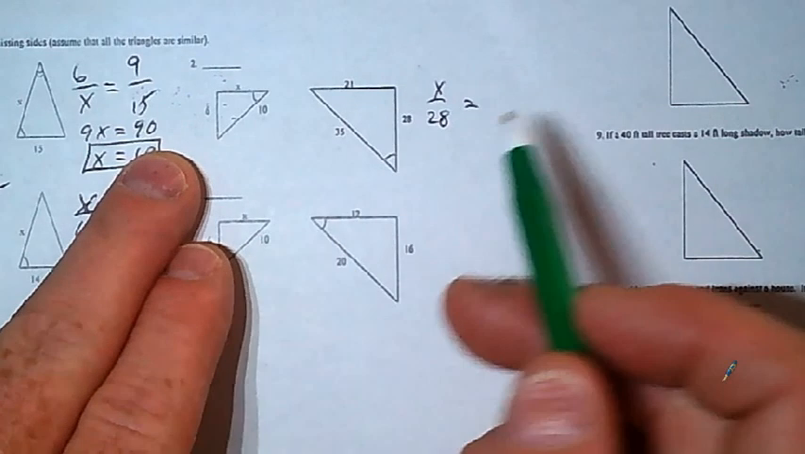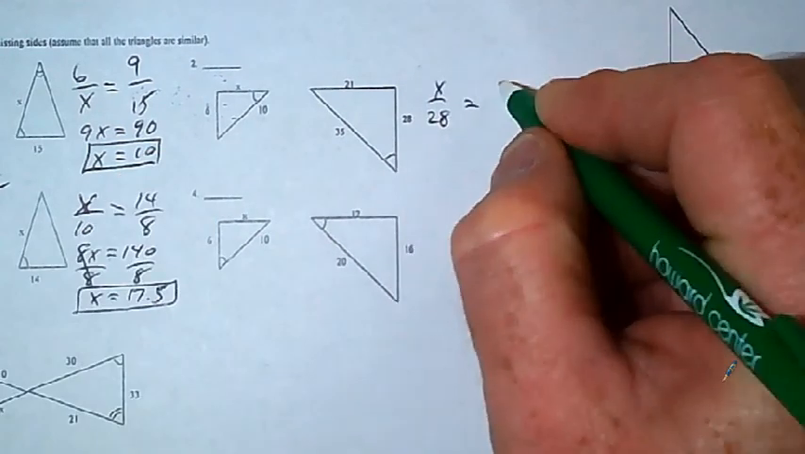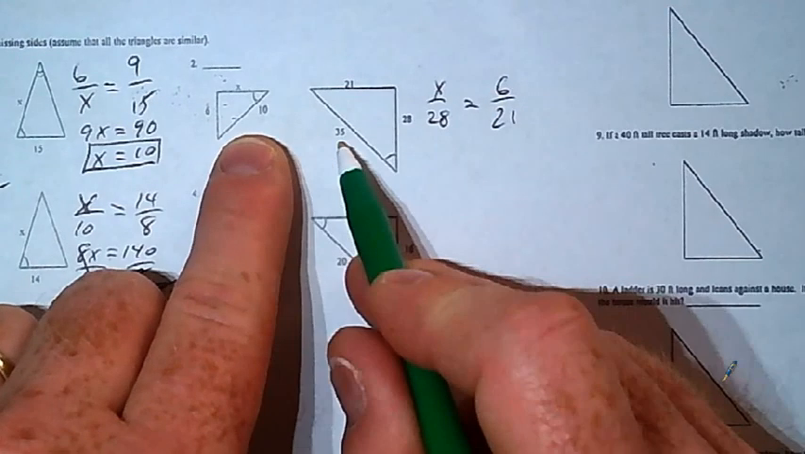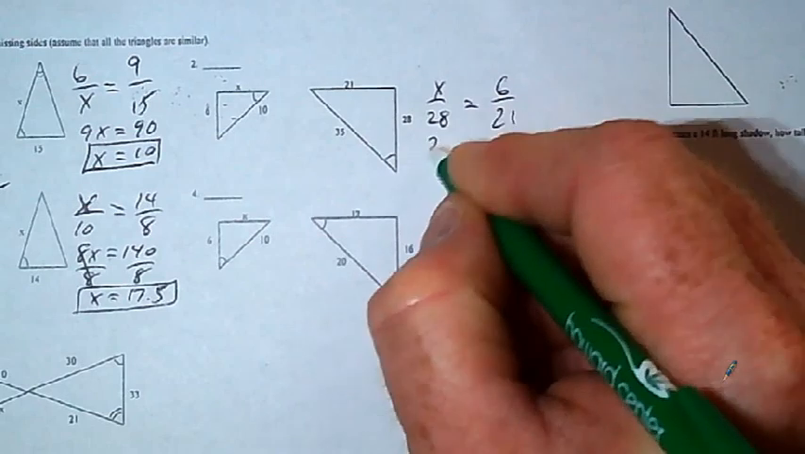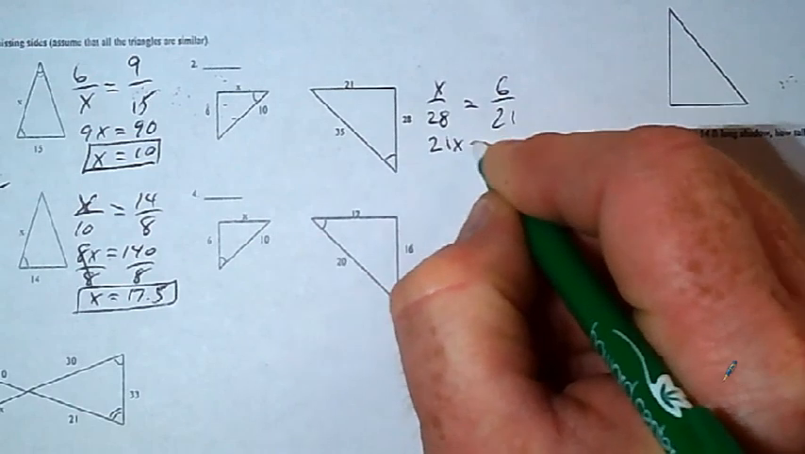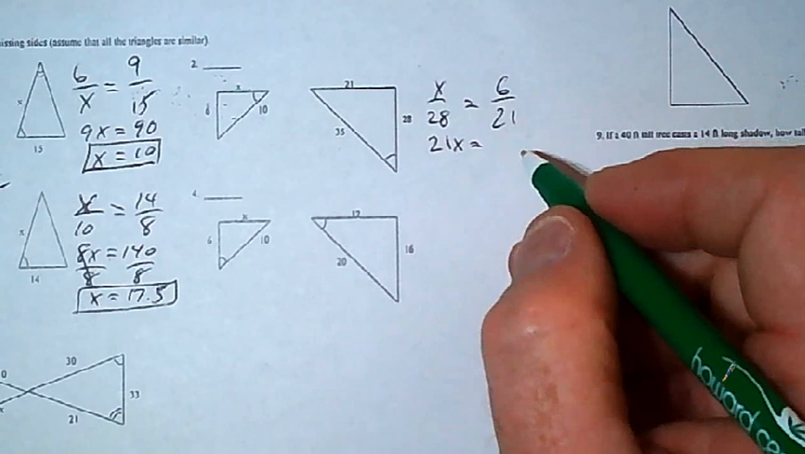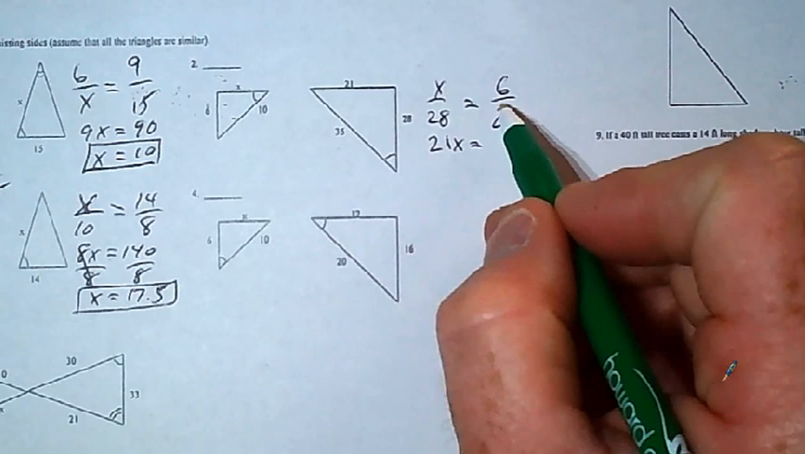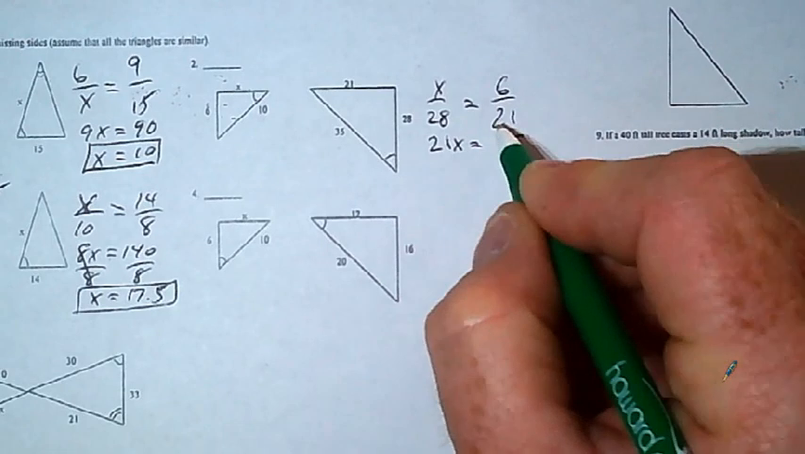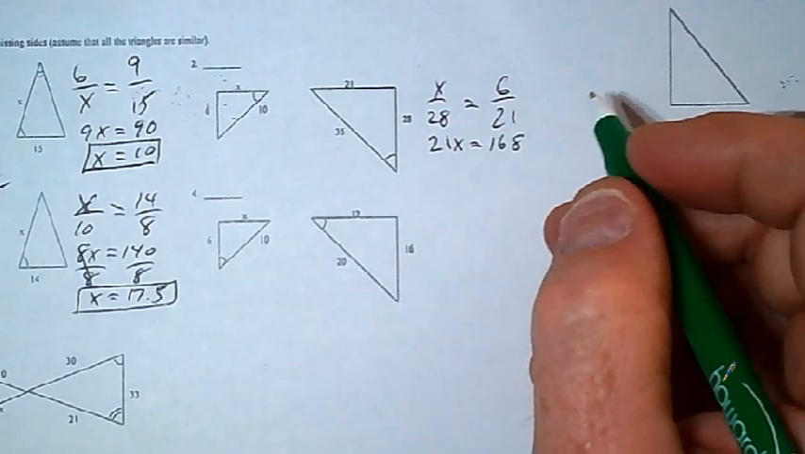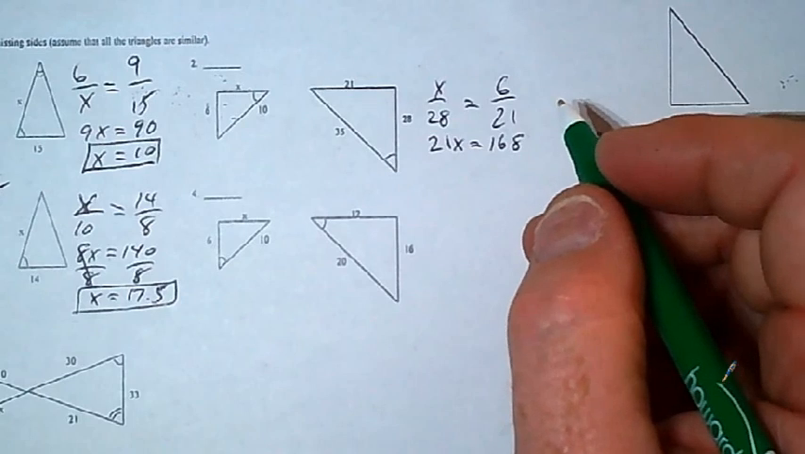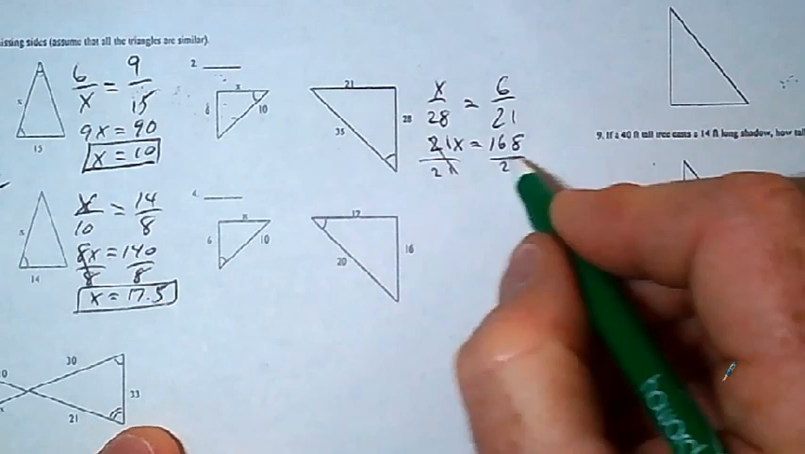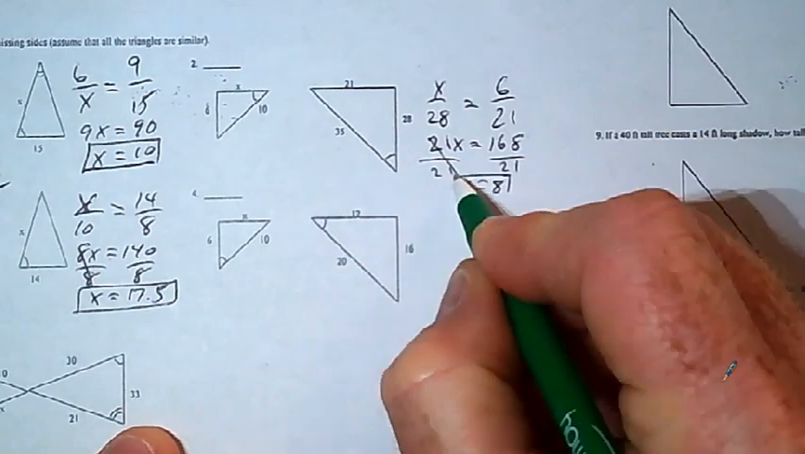He said 6 over 21. You could have also done 10 over 35. So now we do 21x equals 28 times 6. What is 28 times 6? 168. Divide that by 21, and you're right, it does come out to be 8. I got it right. Good. So x is 8.